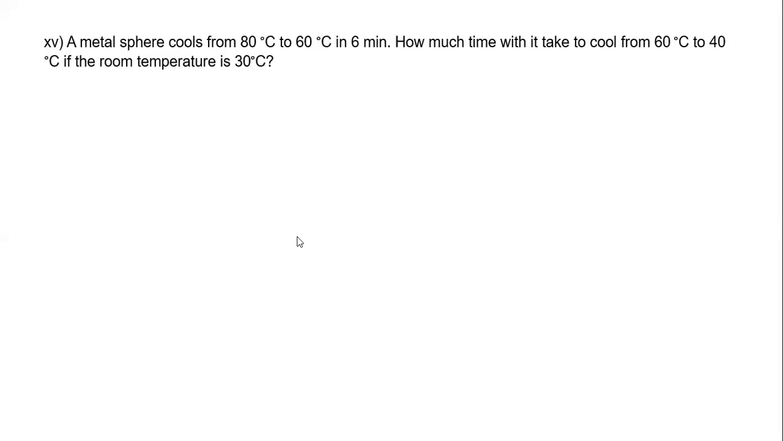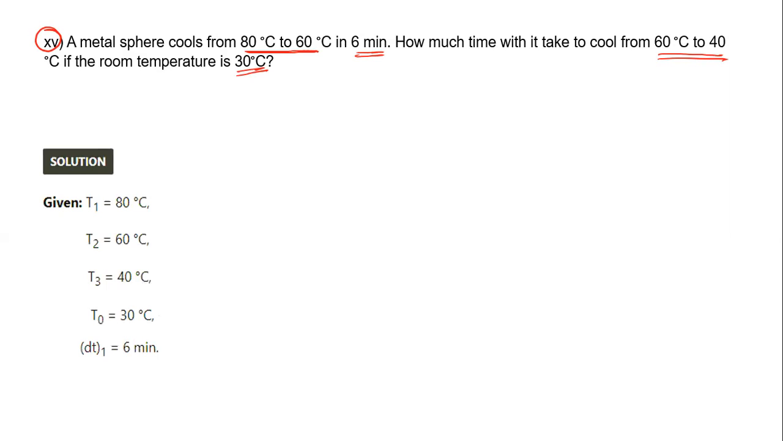Now next problem. Problem number 15 from the exercise. A metal sphere cools from 80 to 60 in 6 minutes. How much time will it take to cool from 60 to 40, and the room temperature is given as 30 degrees Celsius? Now here T1 is 80, T2 is 60, T3 they gave 40, and room temperature is 30 degrees Celsius, and here the time is 6 minutes for the first case.